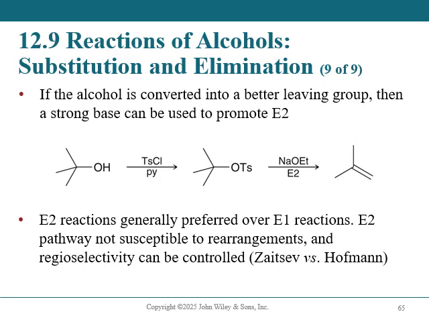If the alcohol is converted into a better leaving group, then a strong base can be used to promote E2 elimination, just like the one we see here. E2 reactions are generally preferred over E1 reactions. In this case, the E2 pathway is not really susceptible to rearrangement, and regioselectivity can actually be controlled. You can choose between the Zaitsev and Hofmann product.